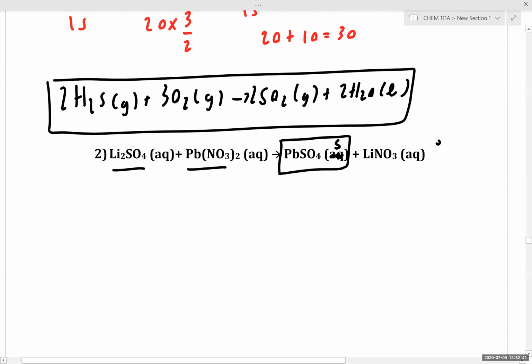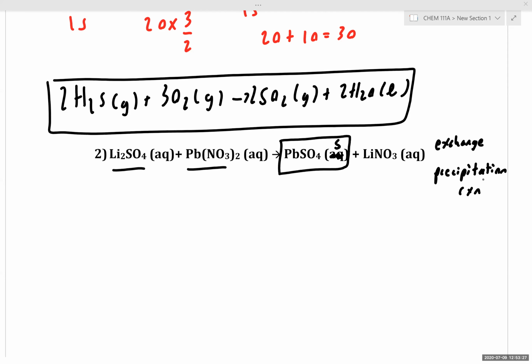Yes, it is a double displacement or an exchange reaction. What else? What specific type of exchange reaction is this? What do we call this insoluble solid? It's just a precipitation reaction. This insoluble solid is our precipitate. So this is a precipitation reaction.